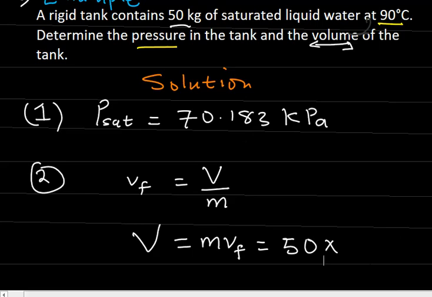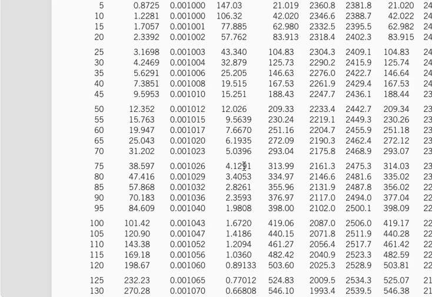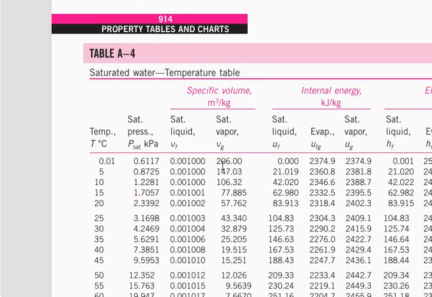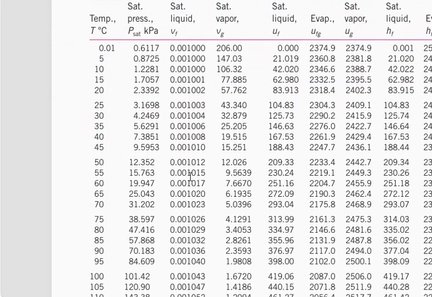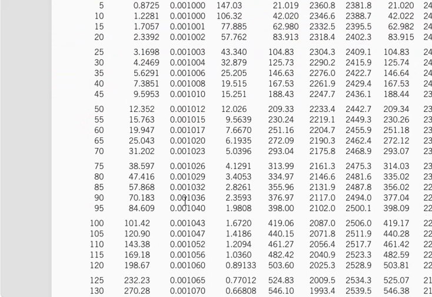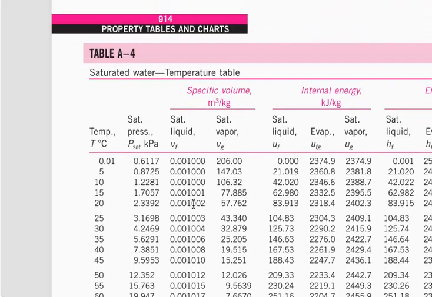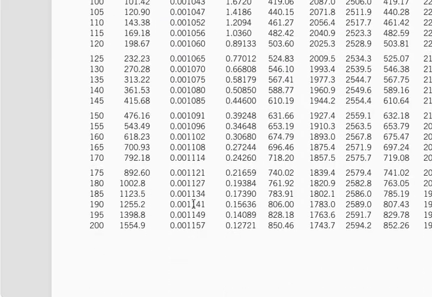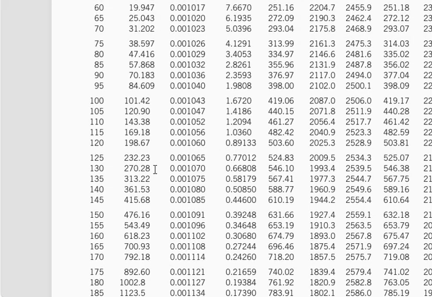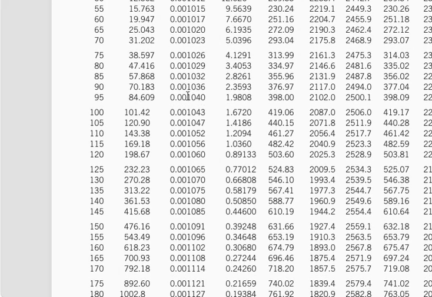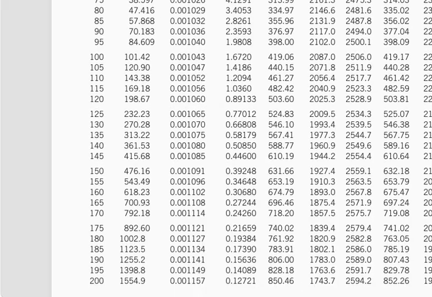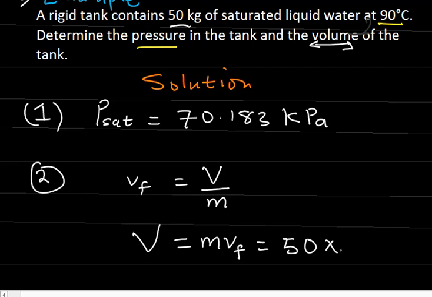So let's go read the specific volume from the property table. This is the volume column. At 90, this volume is 0.001036. That should be meters cube, please pardon me. 0.001036 in meters cube.